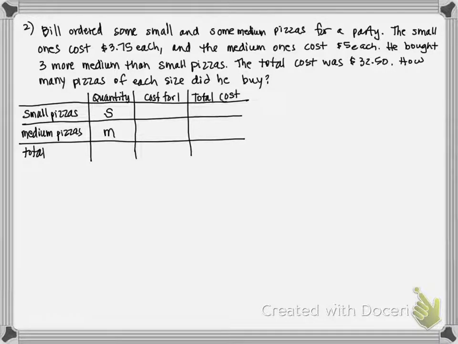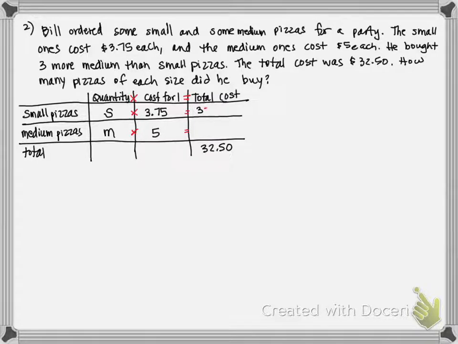We were told that the small pizzas were $3.75. Keep your 5 straight at the top, straight on the left. And $5 for the mediums. And then we were told he bought 3 more medium pizzas than small pizzas. And the total cost was $32.50. So for right now, I'm going to ignore that first part of the third sentence. And then I'm going to multiply straight across. So remember again, this is the process. Multiply the quantity times the cost for 1 equals total cost. So we'll multiply here.